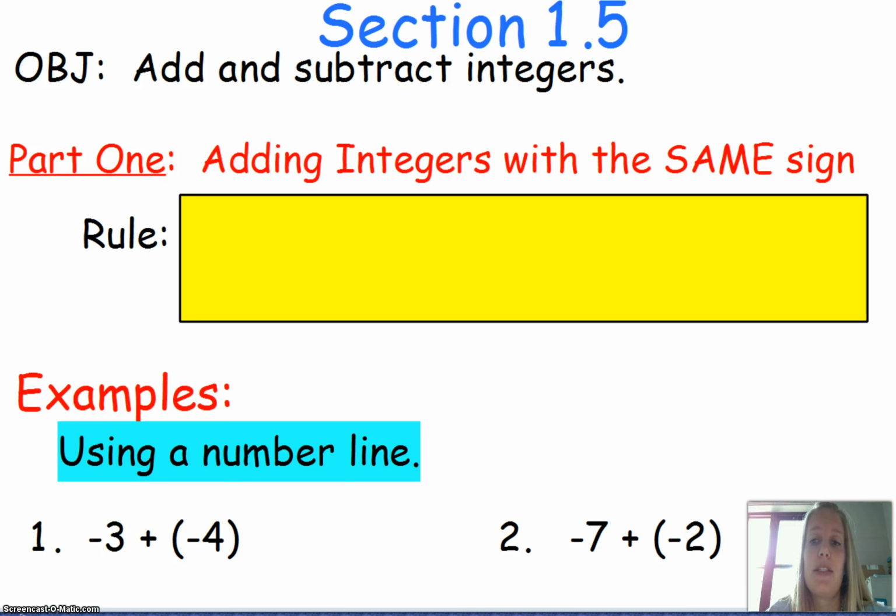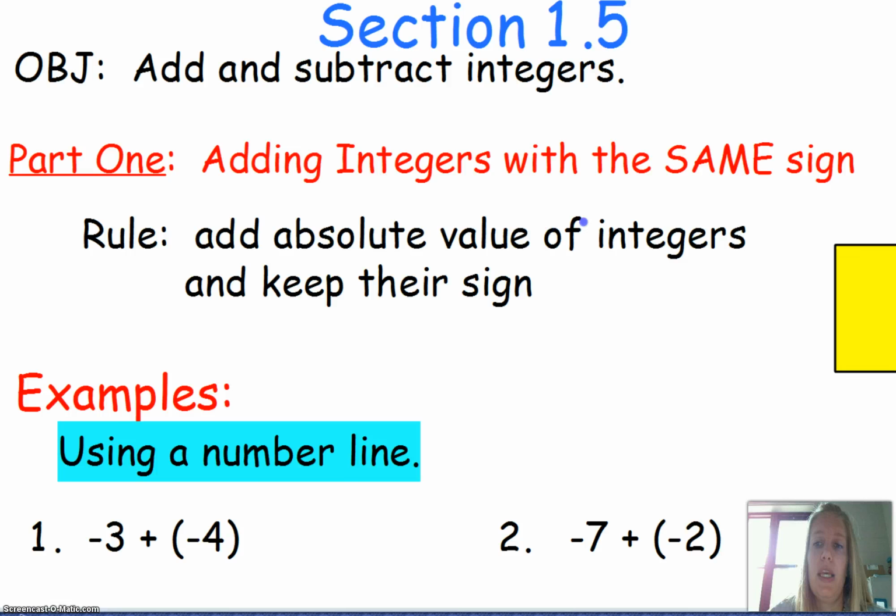You're going to write adding integers with the same sign. And the rule for adding integers with the same sign is you add the absolute value of the integers. That means basically the positive number of the integers, and you keep their sign. So we're going to do some examples here.